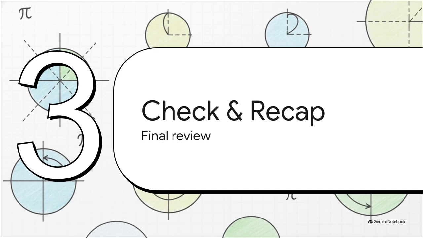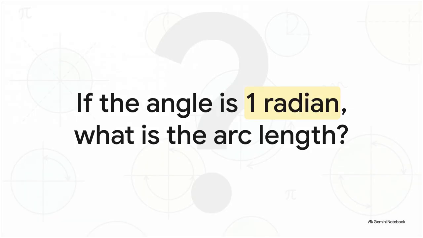Section 6. Quick check and recap. Okay, time for a quick mental check. If an angle is exactly 1 radian on the unit circle, what is the length of its intercepted arc? Take a brief second to picture it. Got it? If you said 1, you are absolutely correct. The length equals the radius, and on a unit circle, that radius is just 1.